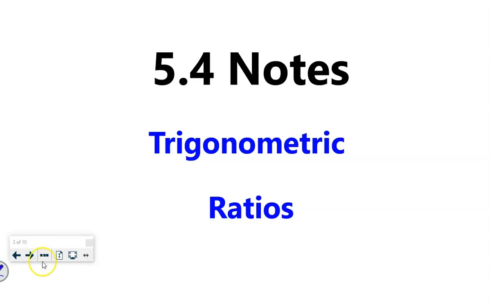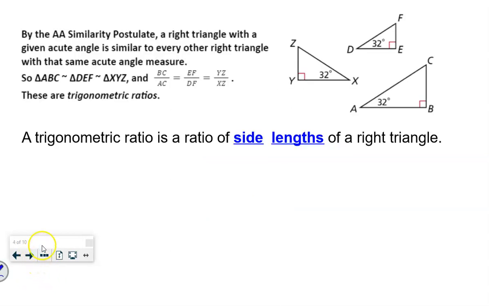So today we're going to go over the trigonometric ratios. By the angle similarity postulate, a right triangle with a given acute angle is similar to every other right triangle with the same acute angle measures. So what does that mean? That means triangle ABC is similar to DEF is similar to XYZ.